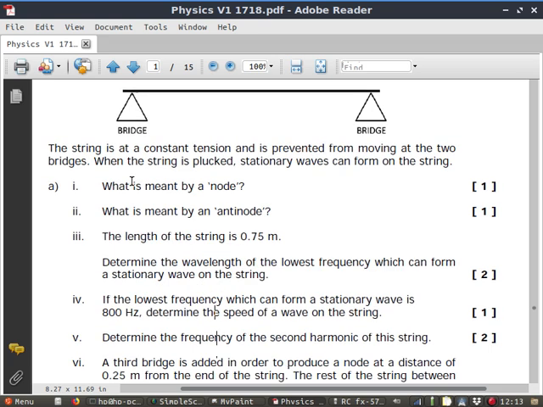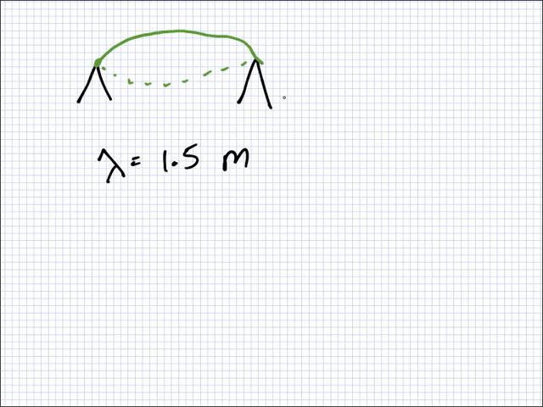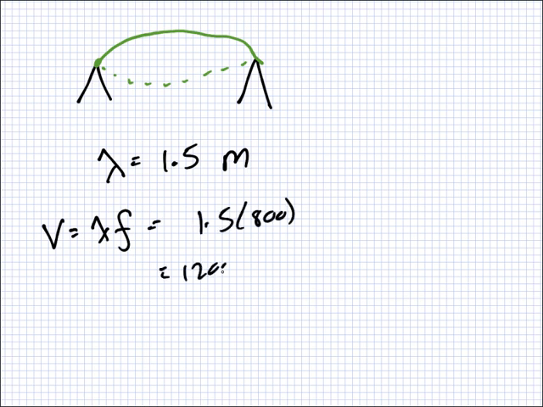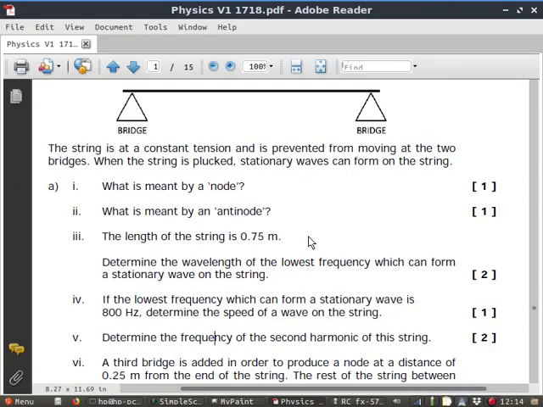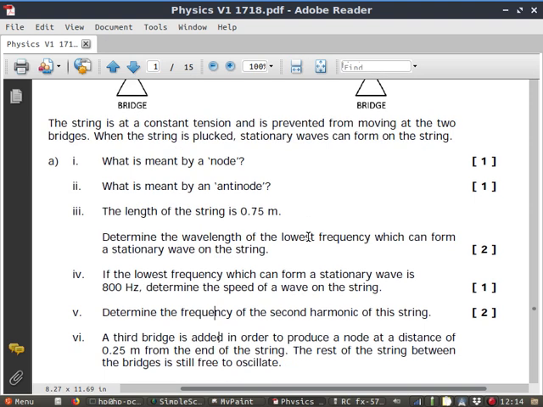Okay. If the frequency is 800, what's the speed? Okay, so next now. V equals lambda f, which equals 1.5 times 800, which equals 1200. Easy peasy. Okay. I can't believe the answer is correct. It's crazy.